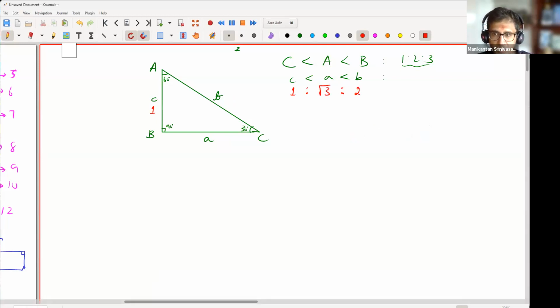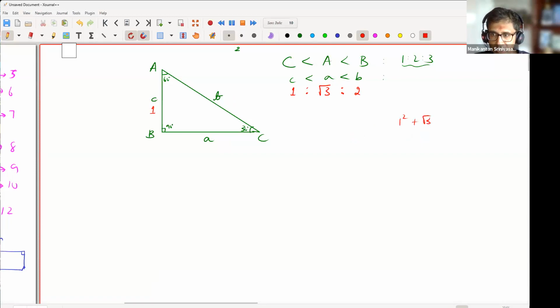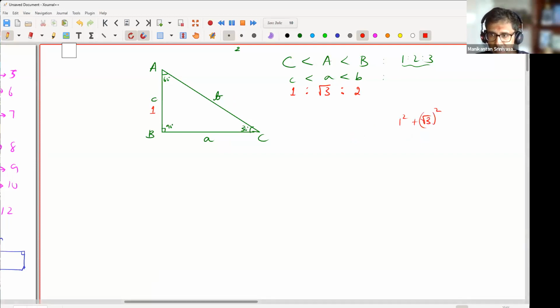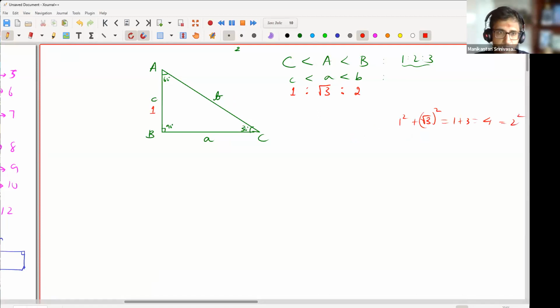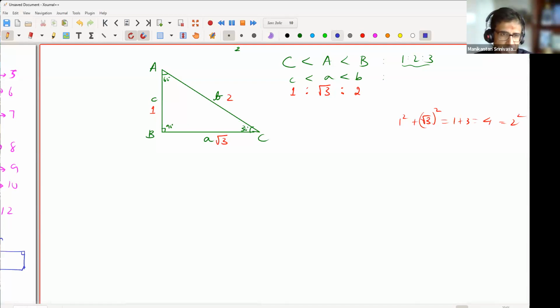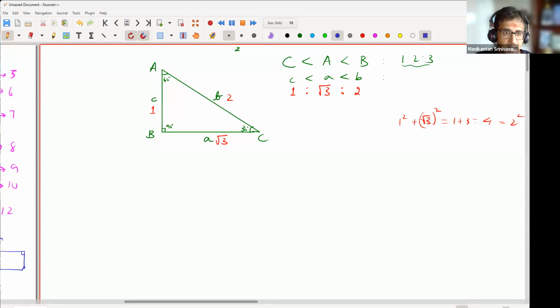Okay, first let's check 1 square plus root 3 square. What does it add up to? 1 plus 3, which is 4, which is 2 square. So 1 square plus root 3 square is 2 square. Okay, but where are we getting this from? Let's say this is 1 and this is root 3 and this is 2. We have to prove it, right? So let's prove it. Again, proofs are not needed for AMCs, but I want you guys to understand the concepts. Concept building will help solve problems.